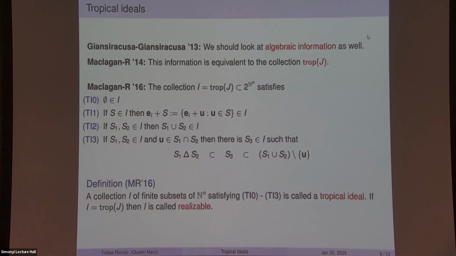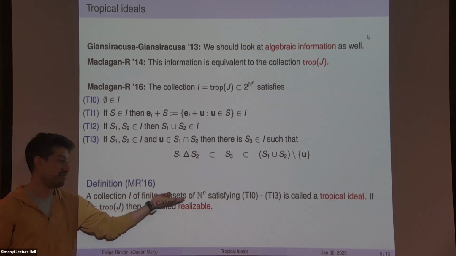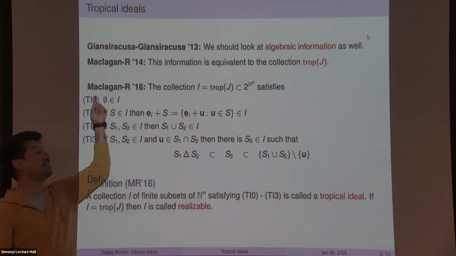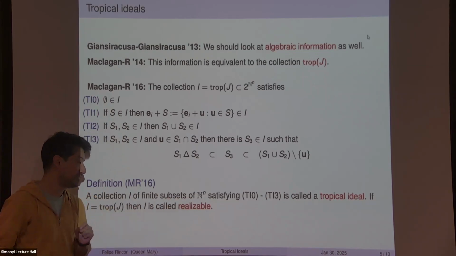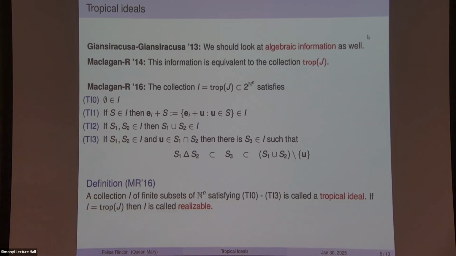And what we did in this paper is, well, let's propose this as a definition. Let's think about the collections of finite subsets of lattice points that satisfy these 4 axioms. And this is what we're going to call a tropical ideal, a purely combinatorial object: collections of lattice points satisfying these 4 axioms. If it turns out that your collection of lattice points actually arises from an ideal with coefficients in a field as the supports of that, then we should think of those as the realizable ones, the ones that come from an honest field, but there are non-realizable examples.